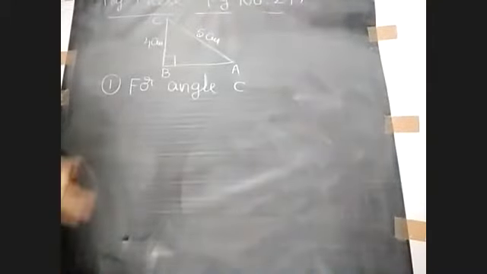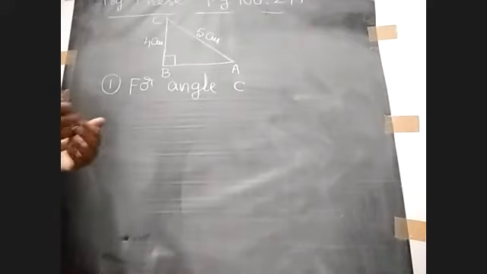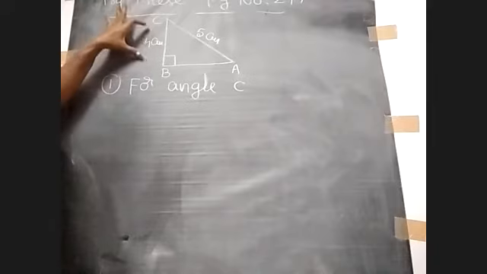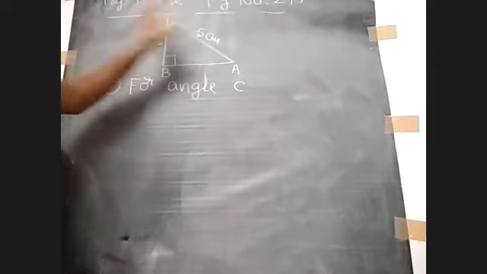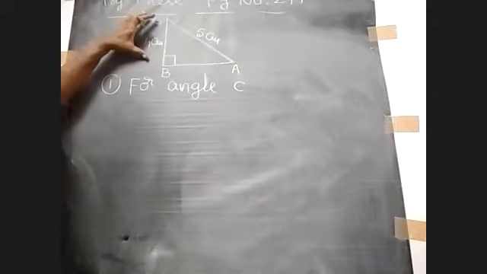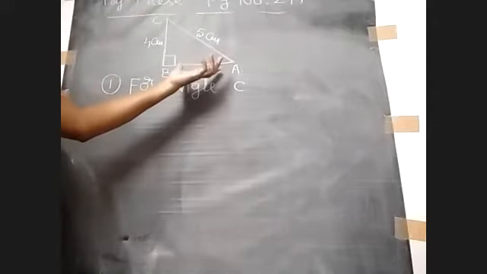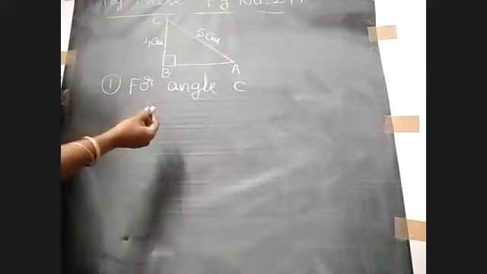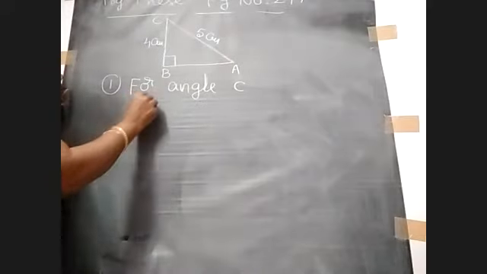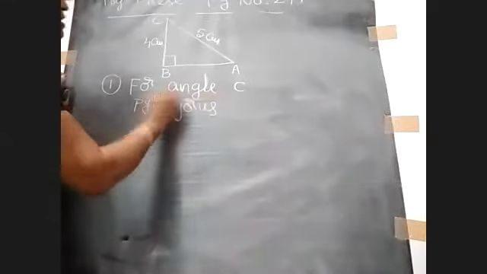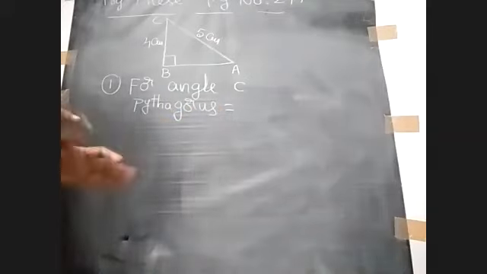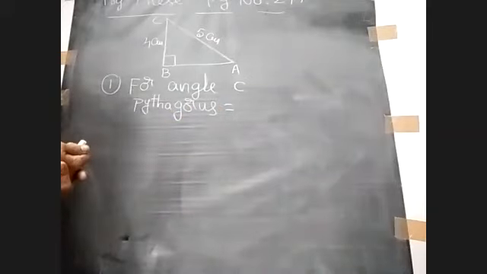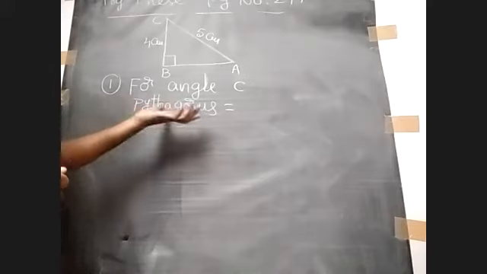Before that, we have to find all the three side lengths of that triangle. But we have only two sides, that is BC and AC. AC is equal to 5 centimeters and BC is equal to 4 centimeters. What about the third side? So first we have to find the length of the third side. I am using the Pythagoras theorem here. What is our Pythagoras theorem? It is applicable only to right angle triangles.